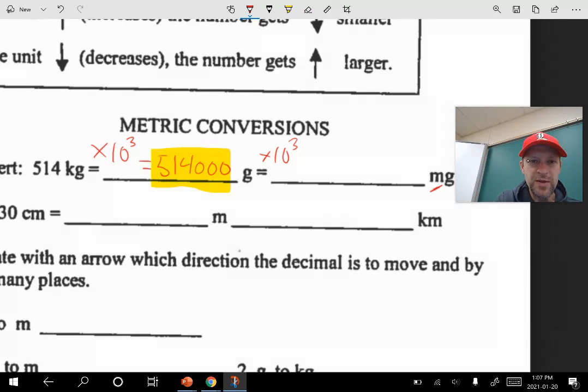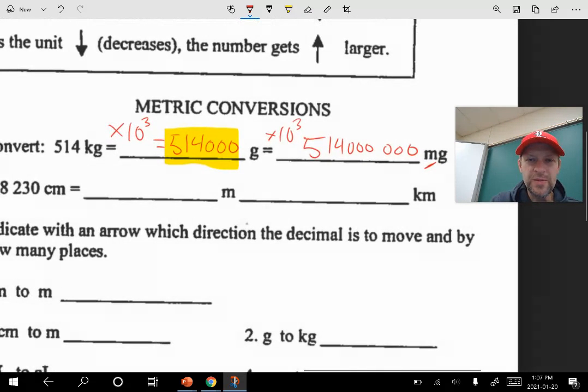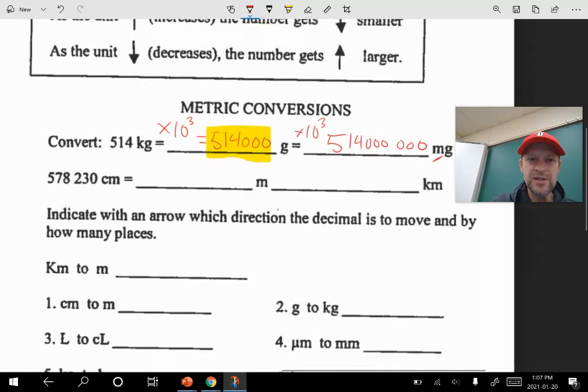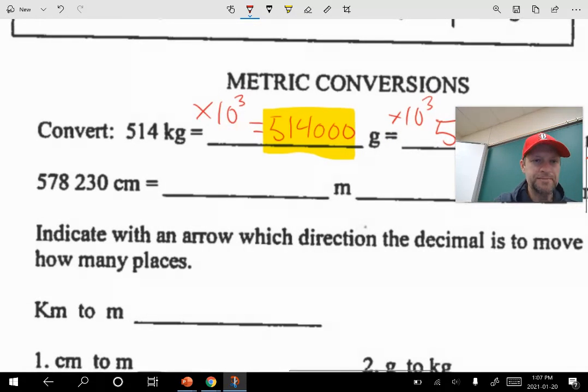So if I multiply 514,000 times 1,000 again, or 10 to the power of 3, I'm going to get 5. Ooh, that's an ugly looking 5. I'm going to have 5, 1, 4, 0, 0, 0, and then 0, 0, 0 again. Think about that one. Type it into your calculator. Make sure it makes sense. Go back and watch the part of the video where I went down the list. And let's go do one and go the other way when you're ready.